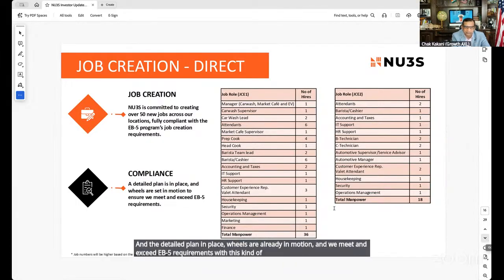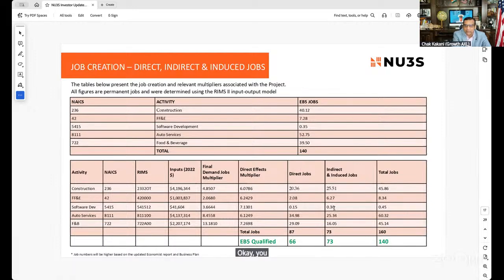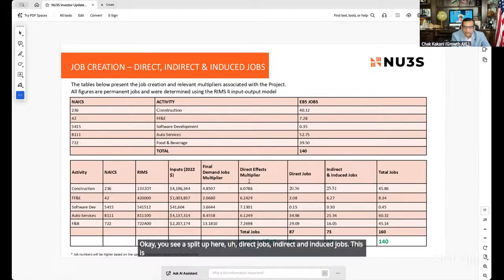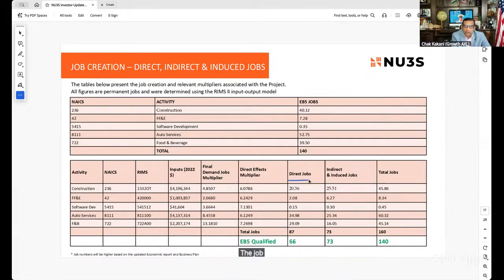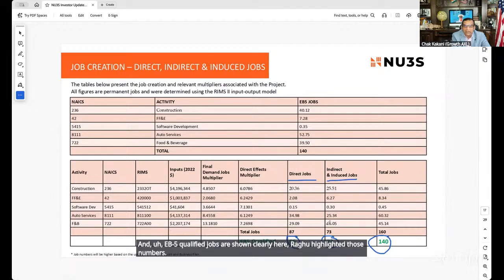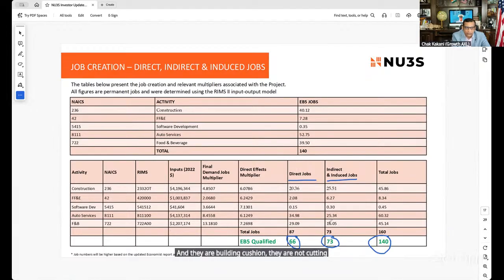Next one, please. Okay, you see a split here: direct jobs, indirect and induced jobs. This is modeled conservatively. The job cushion is very strong for this project. And because we're an operational business, it's job safety. Total jobs are determined by what is called the RIMS II model. Okay, that's the economist model. And EB-5 qualified jobs are shown clearly here. Raghu highlighted those numbers. And we are building cushion. We are not cutting it close in terms of what we are asking and how many jobs we have.